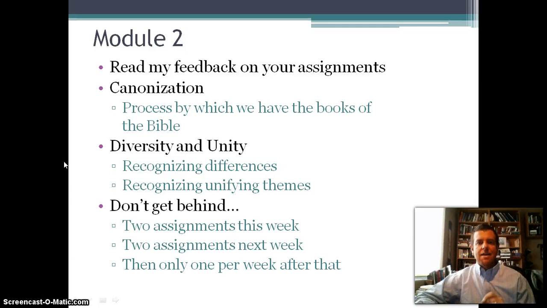So my admonishment to you is to not get behind. These 4 assignments might feel like a lot, and they are a lot, but if you get behind, it will really feel like a weight on your shoulders, and you'll be concerned about your grade moving forward. So I'd suggest that you really hunker down for these next 2 weeks, and I think that you'll find it smooth sailing after that.